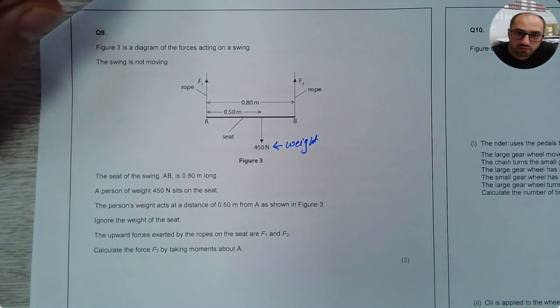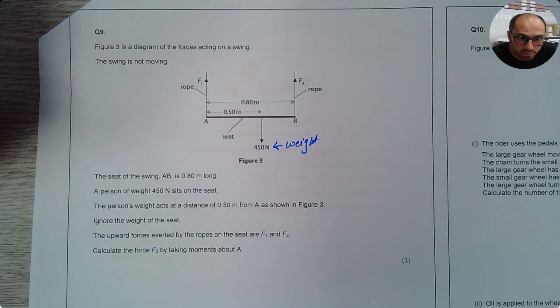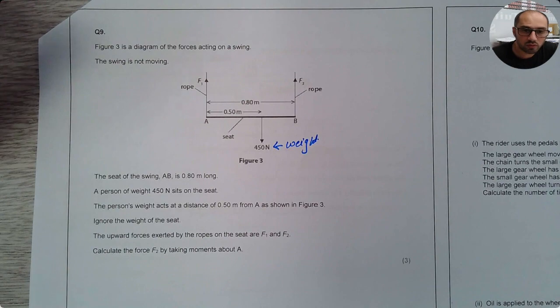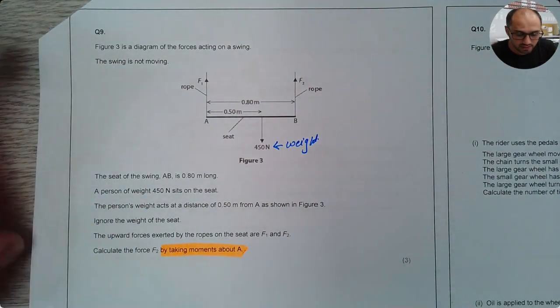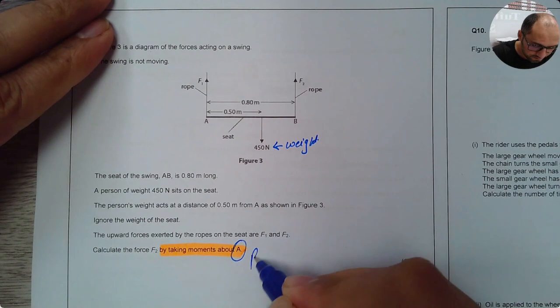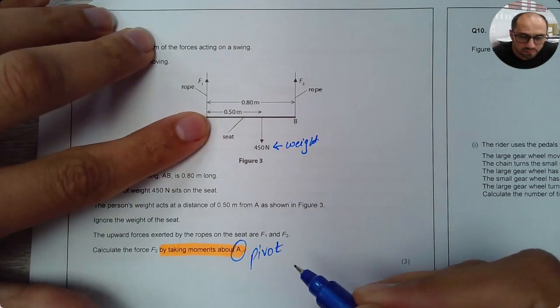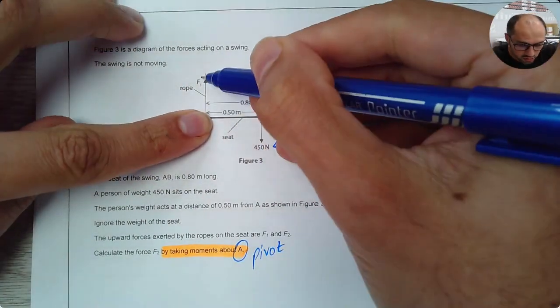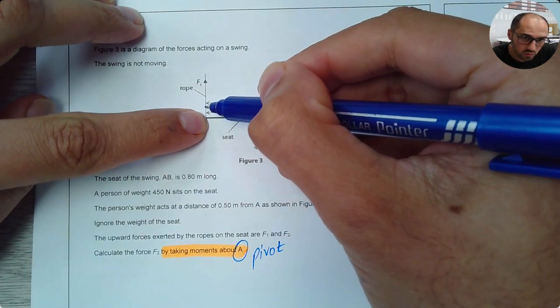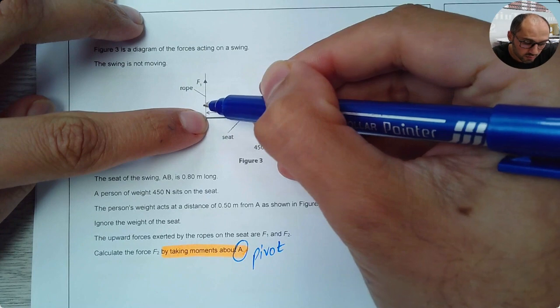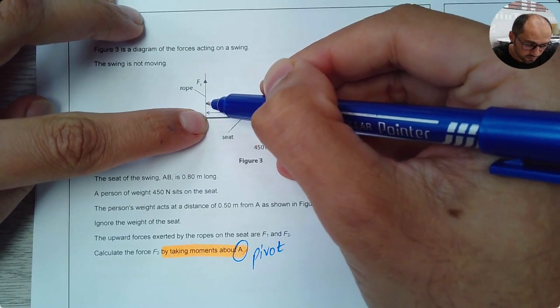It says ignore the weight of the seat. The upward force exerted by the ropes on the seat are F1 and F2. Calculate the force F2 by taking moment about A. By taking moment about A means A is my pivot. So if A is my pivot, then this force is passing through A. There is no distance from the pivot for this force, so this will get a value of 0. So the moment produced by this force will be 0.